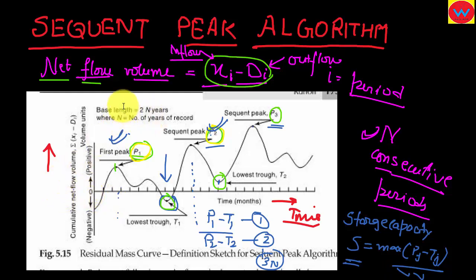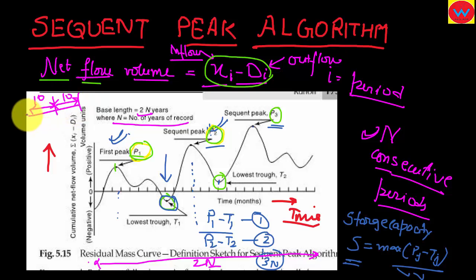One thing to note here is we have taken a base length of 2n years. For example, from here to whatever cycle you are calculating, this will be your 2n, where n is the number of years of record. Why is it done so? This is because if n years of data are available, then inflow and demand are assumed to repeat in cyclic progression. That means if you have demand and inflow for 10 years, then after 10 years the same pattern will repeat.